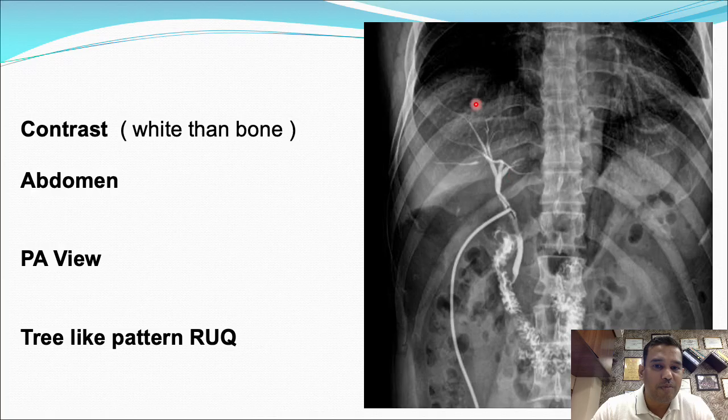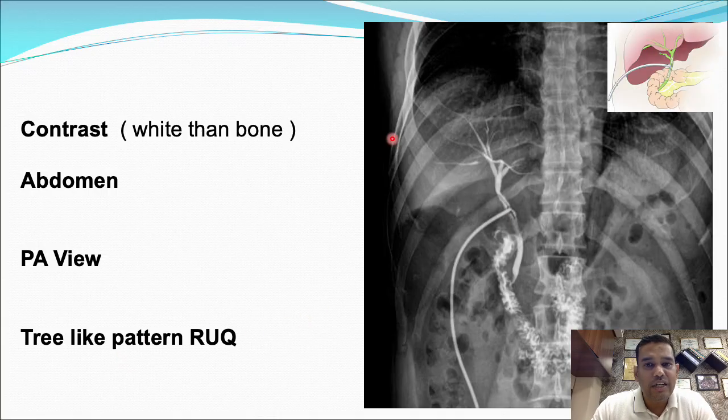Then it is an abdomen, because I could appreciate the ribs, the lower part of the ribs and the spine. It is a PA view, because it is taken from posteriorly, as the CBD and such are mostly posterior structures. Though they are intraperitoneal, they are slightly posterior, and you can appreciate a tree-like pattern in the right upper quadrant of the abdomen. So it's a T-tube cholangiogram.